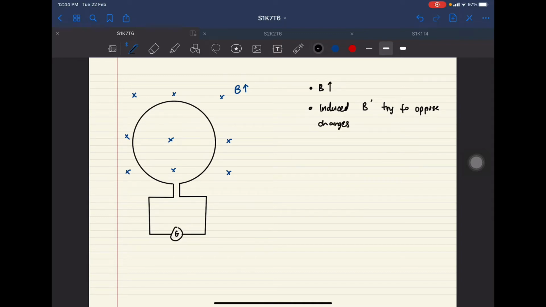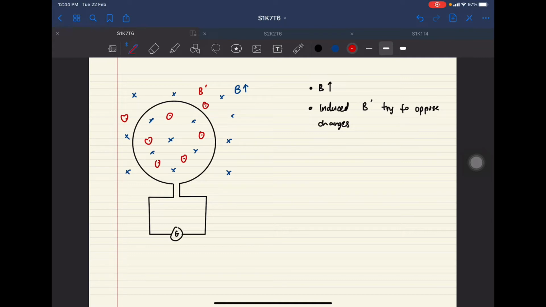Initially you have a magnetic field going into the page, and then that value increases. So you expect that the number of lines increases. To oppose the changes, the induced magnetic field will try to produce a magnetic field in the opposite direction, so that you have less resultant magnetic field going into the page, right? It tries to oppose.